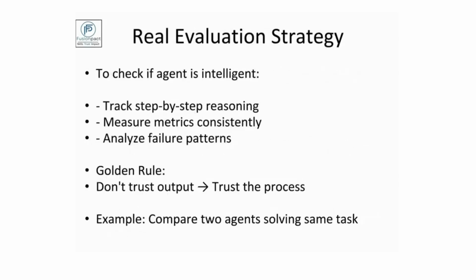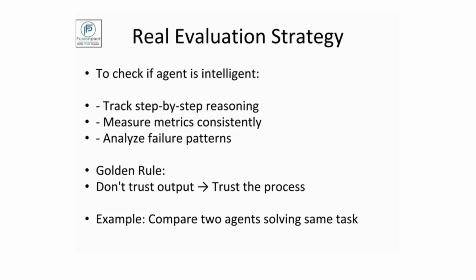Let's go to the next slide. The evaluation of this strategy is to check if the agent is intelligent or not. We can trace it step by step by the reasoning. So the metrics that we get from the AI agent are very important to maintain the consistency, to know that the agent is working in the correct direction or not. So by this, the consistency between the multiple iterations could make things simpler and better.